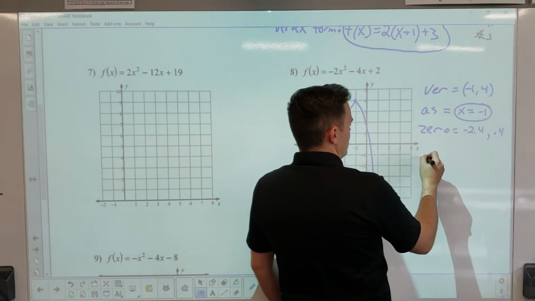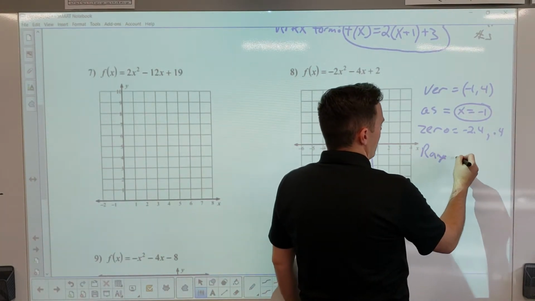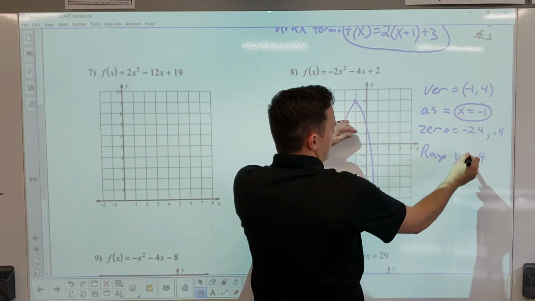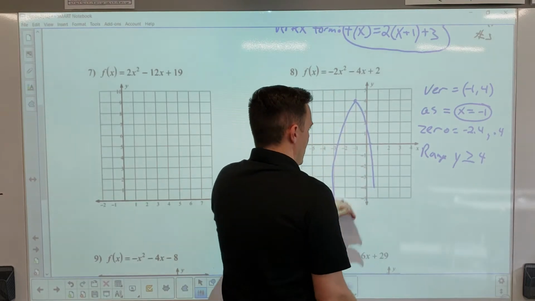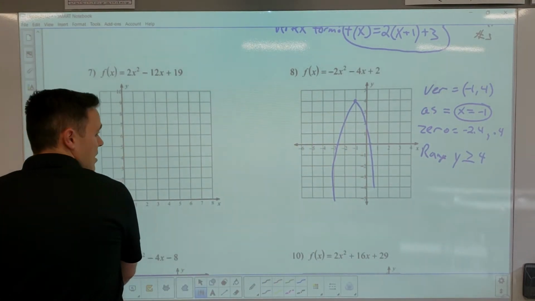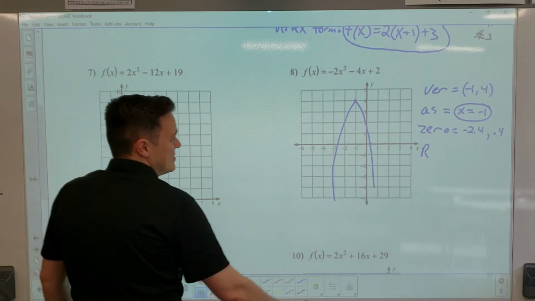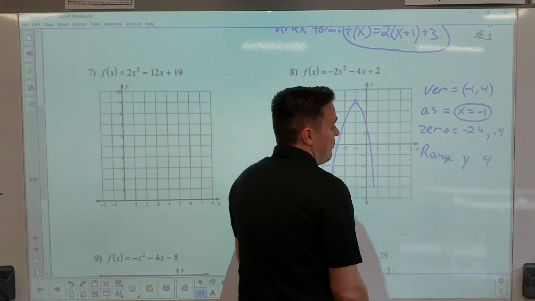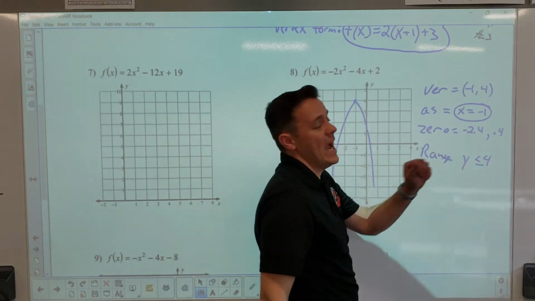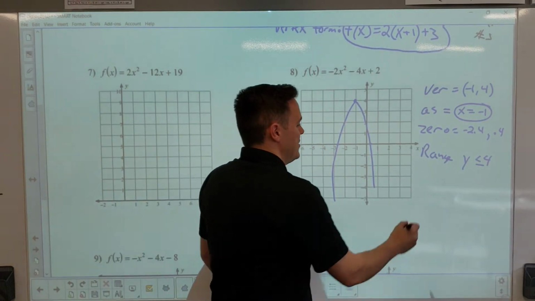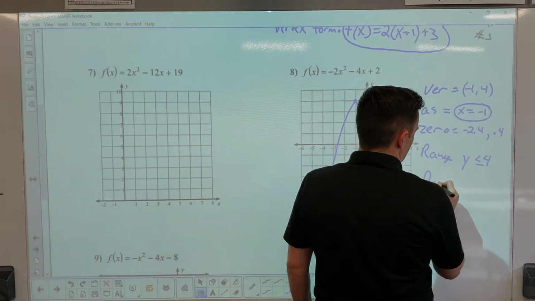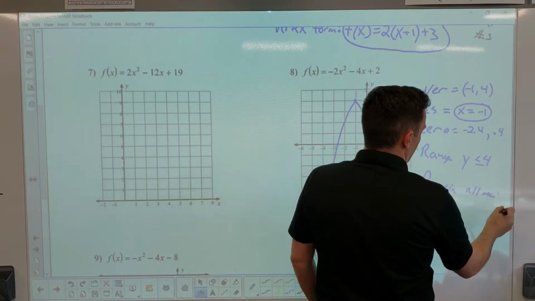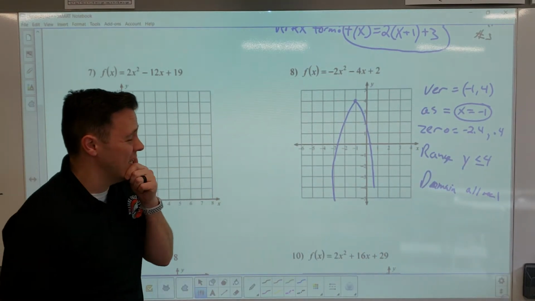And then what is my range? Okay, my range, we know it's y, and we know it's 4 because that's what's in the vertex, and it's going to be every value that is, and I did that wrong because I'm going too fast. Range is y less than or equal to 4, but 4 is the greatest number. So that is the actual right way to do it. And then domain is all real numbers, okay? All real. So make sure you guys have this set up.